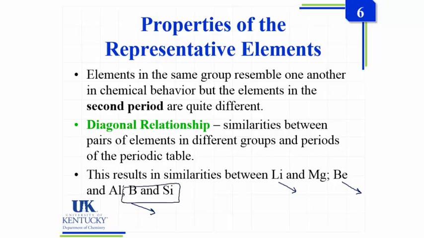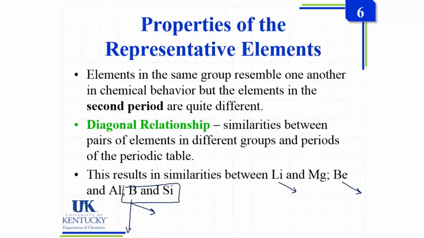Look at boron and silicon on your periodic table. These are both metalloids. That is not true for any other elements in the group with boron. All the other elements down there are metals. Boron is the only metalloid in its group. Silicon is a metalloid, so boron is in many ways more like silicon than it is like the rest of its family. So that is called the diagonal relationship.